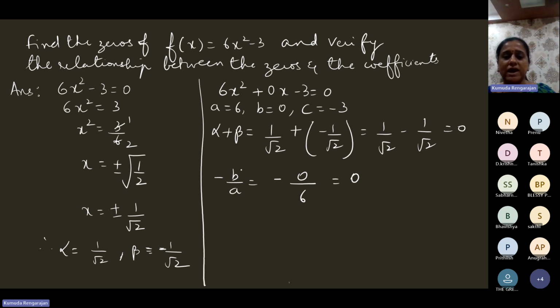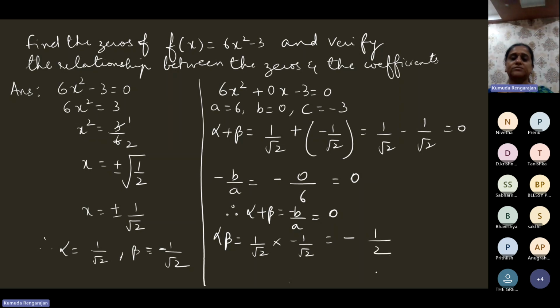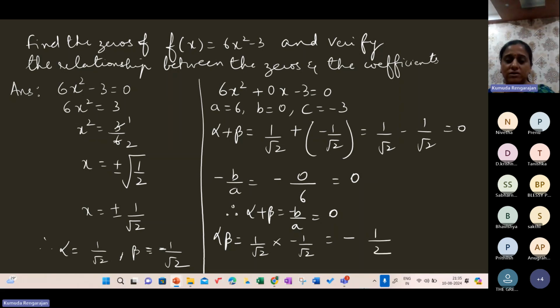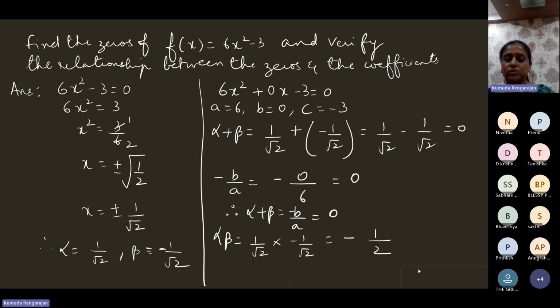So we have verified that alpha plus beta, therefore, alpha plus beta is equal to minus b by a is equal to 0. We have verified that. Next, we have to find alpha beta. Alpha beta is equal to alpha is 1 by root 2 into beta is minus 1 by root 2, which is minus 1 by 2. Alpha beta is minus 1 by 2.